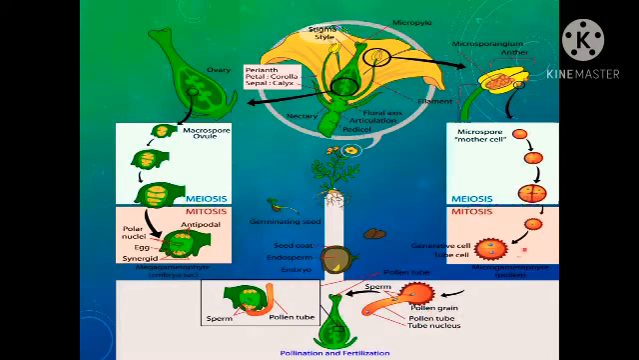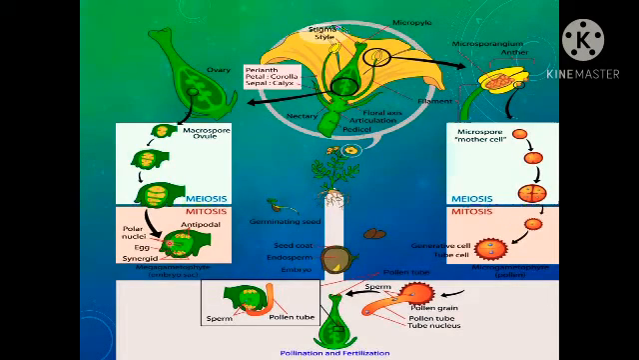Coming to megasporogenesis. Megasporogenesis occurs in the ovules which are present inside the ovary, where a single cell in each ovule differentiates into a megaspore mother cell, which undergoes meiosis to produce four haploid megaspores. Three of the megaspores degenerate, leaving one functional megaspore per ovule.